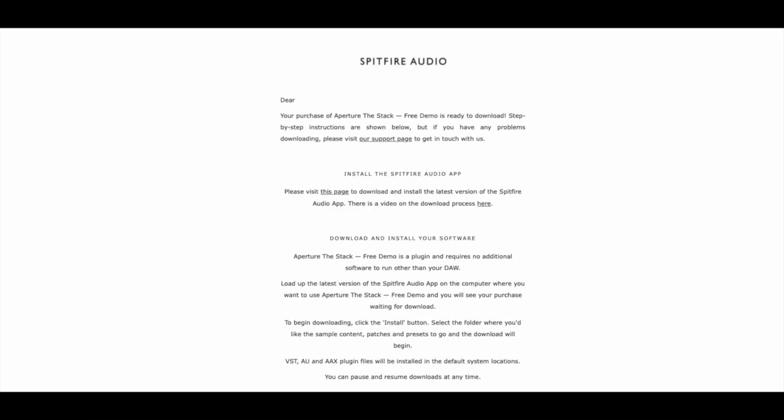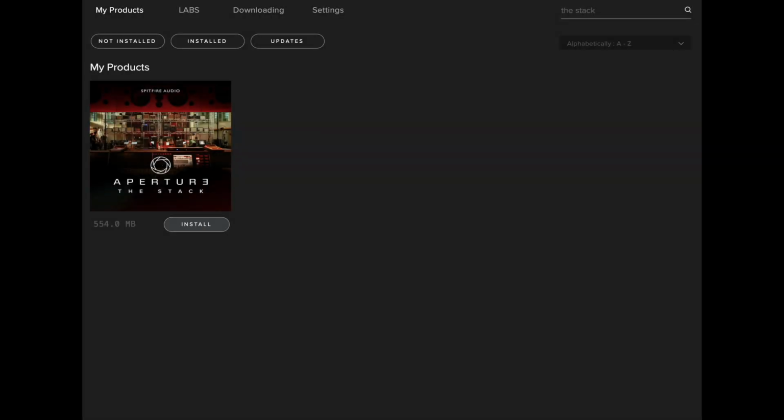Once you've added a copy of the demo version of Aperture 3 to your account, you'll receive a confirmation email that looks like the one on the screen. Once you've received this email, the library should be available in your Spitfire Audio app. You should close and reopen the app if you've had it open since receiving this email.